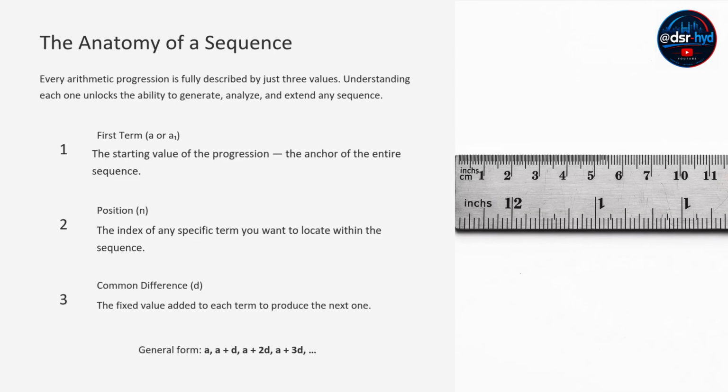The anatomy of an AP. Every arithmetic progression is completely described by just 3 values. The first term, represented by A, tells us where the sequence begins. The position, represented by N, tells us which term we want to find. The common difference, represented by D, tells us how much is added or subtracted each time. Using these 3 values, we can generate every term in the sequence.